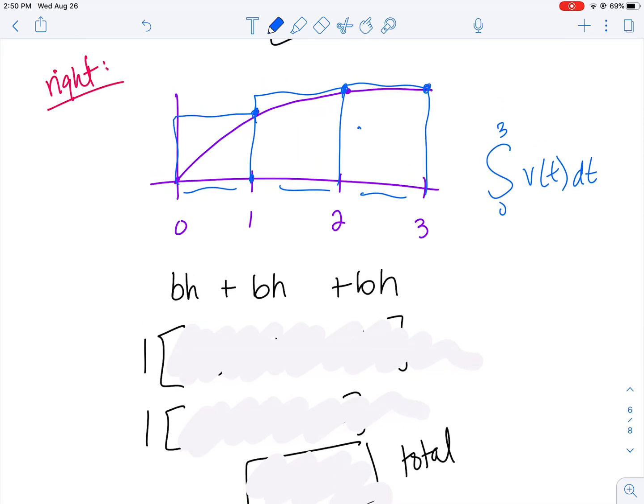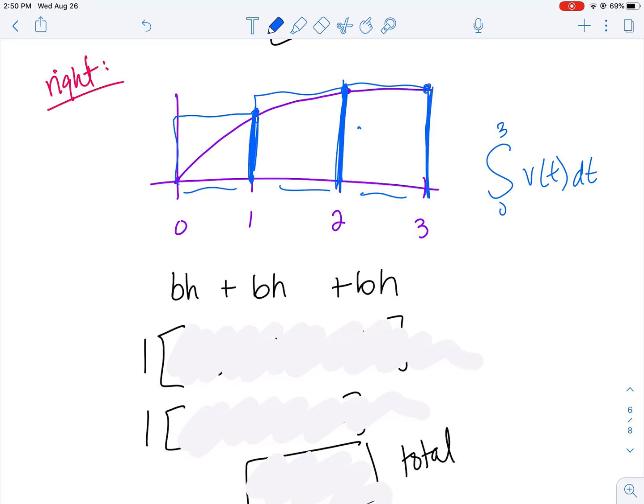What x value corresponds to the y value, or the height, of my first rectangle? Well, if my height was here, it looks like that's x equals, or t equals, 1. What x value corresponds to the height of my second rectangle? Well, it looks like that's an x value of 2. And then my last one would correspond to when x is 3.